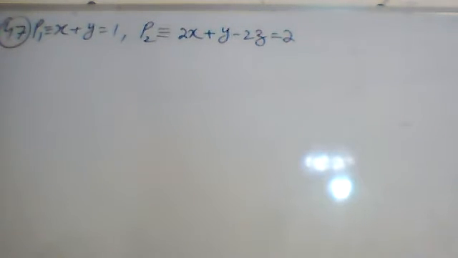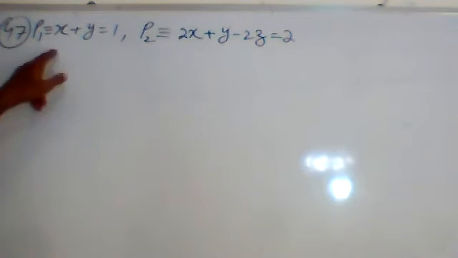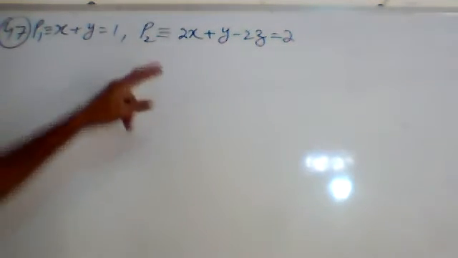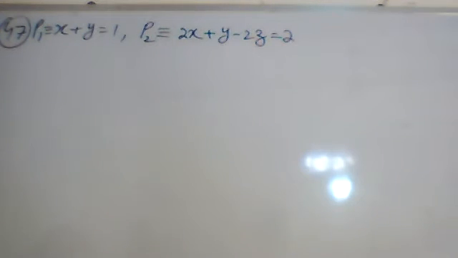Okay. So there are two planes. Plane 1: x plus y equal to 1. Plane 2: 2x plus y minus 2z equal to 2.